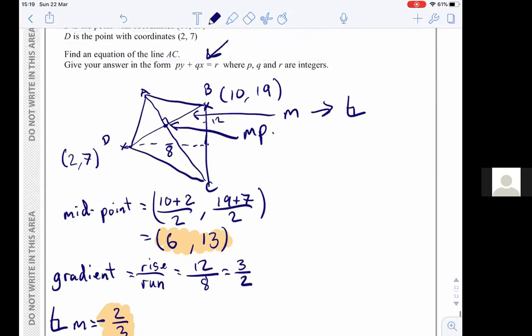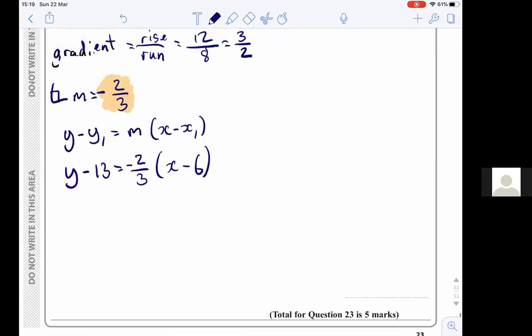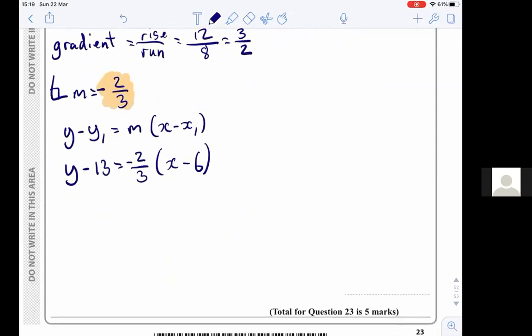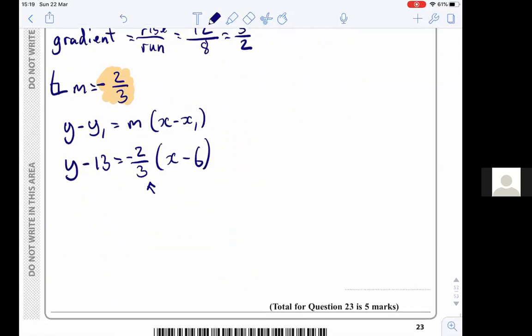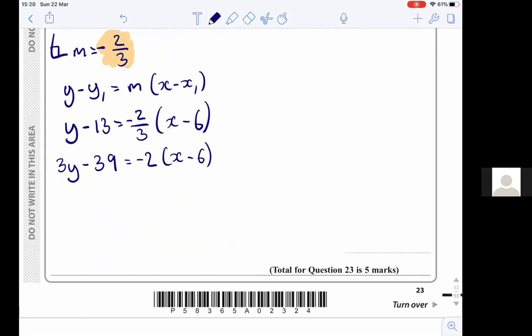Now we want it in the form of py plus qx equals r, where p, q and r are all integers, so all whole numbers. So, let's multiply through by this denominator first. So timesing 3 by 3, we have 3y minus 39 equals -2(x minus 6). I'm going to multiply these brackets out now that I've dealt with the denominator. So 3y minus 39, expanding the brackets, equals minus 2x, and plus 12.